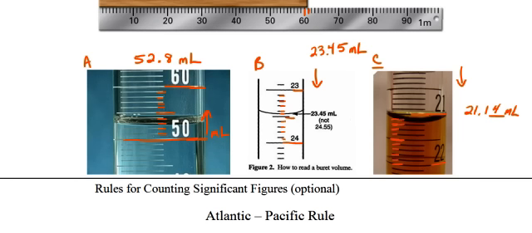Alright, so when you read your instruments, your rulers, your graduated cylinders, make sure that you read all the lines and then estimate the distance in between the lines. Alright? Okay, moving on now.